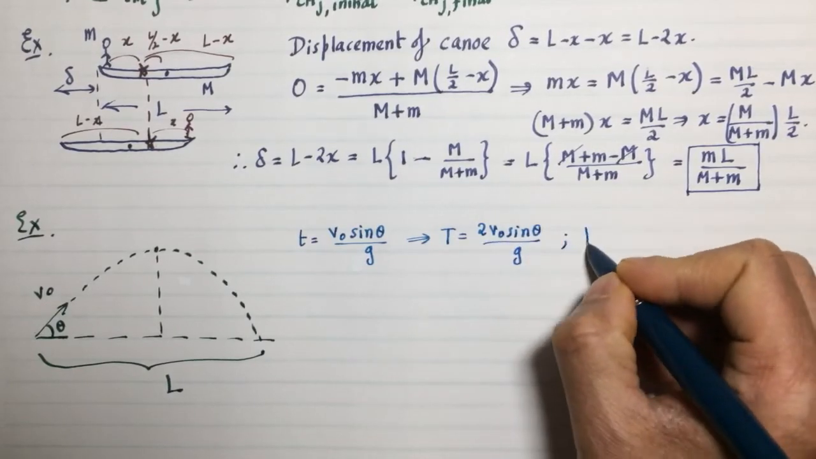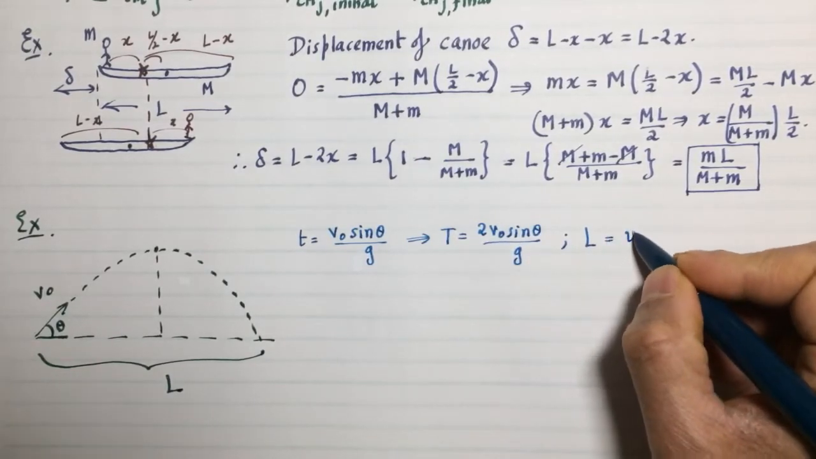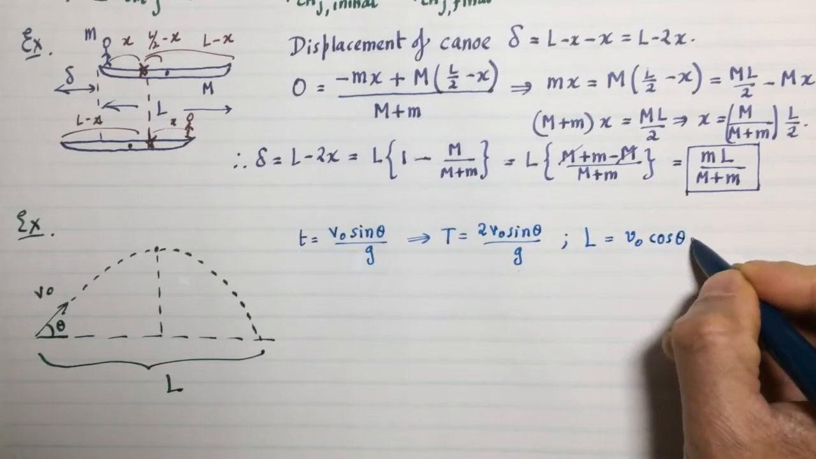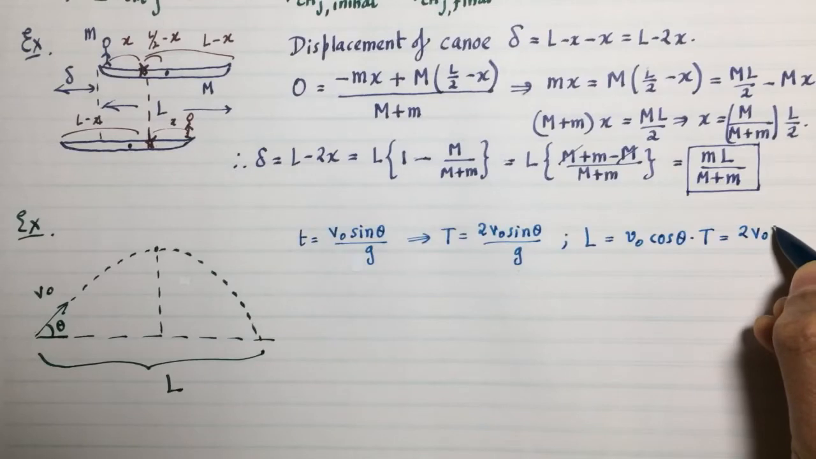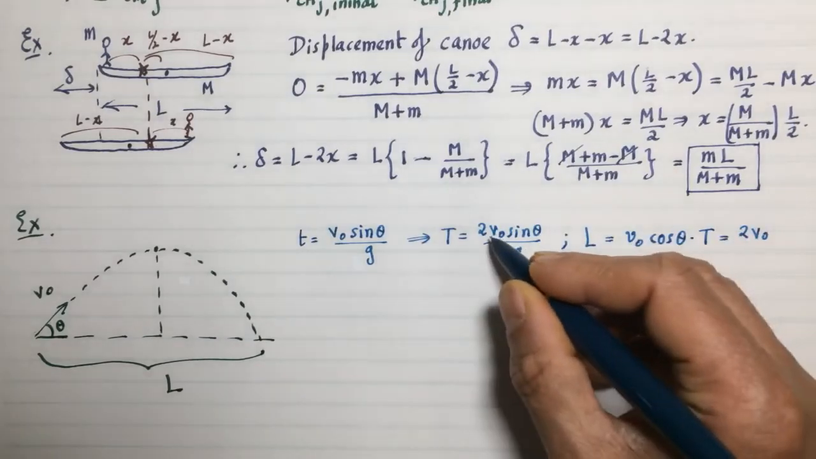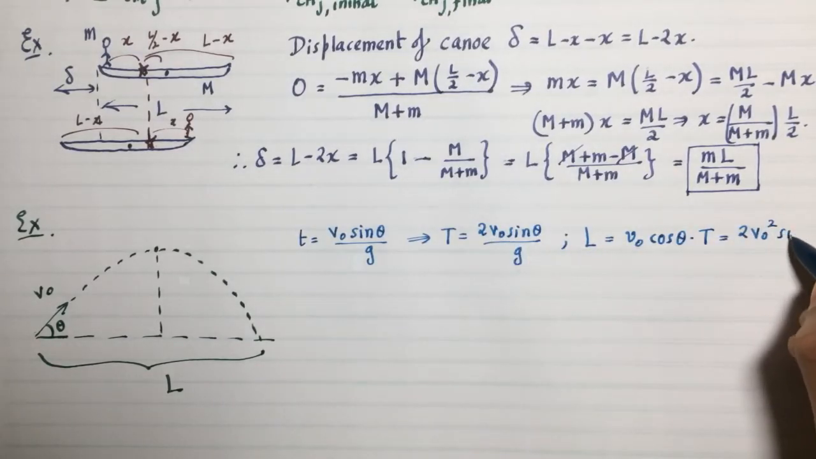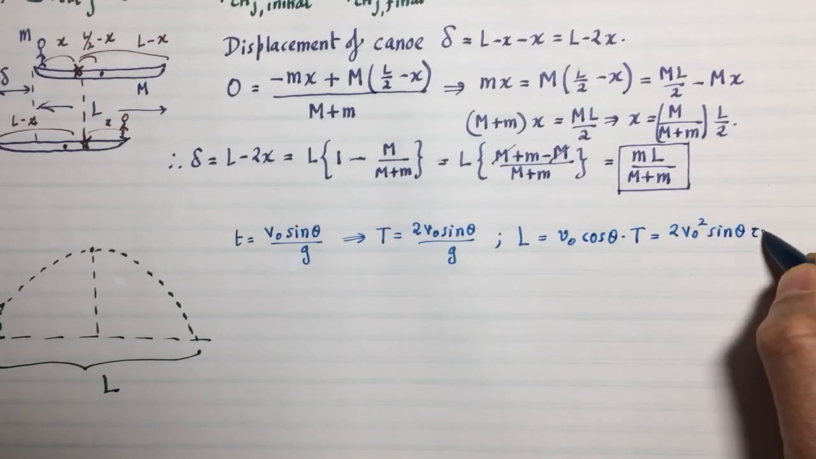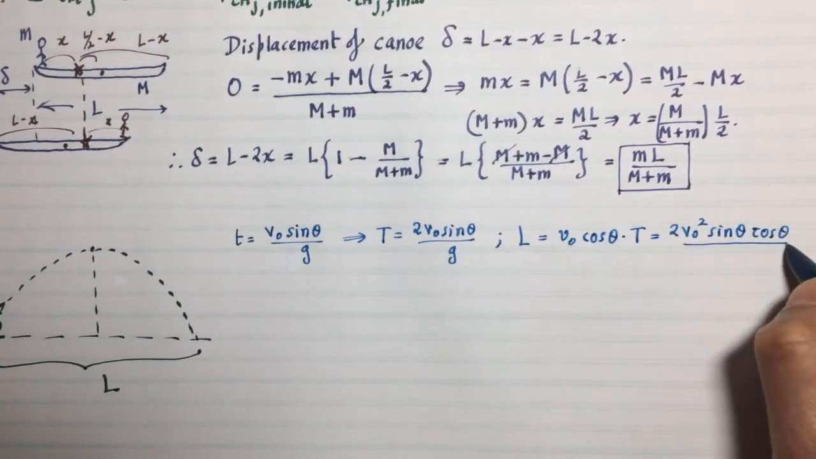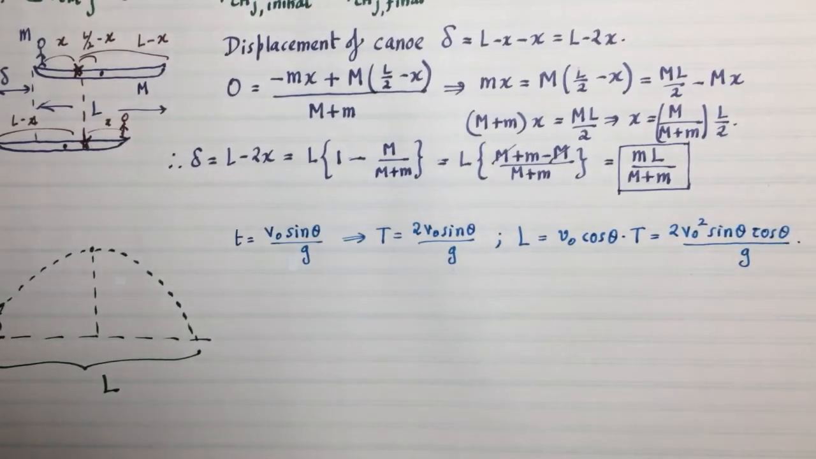So the range, which is L, is just going to be the x velocity, which is v naught cosine theta, times the entire time t. So that's going to be 2 v naught. There's a v naught here, there's a v naught there. So it's 2 v naught squared sine theta cosine theta divided by g. So just keep these formulas in mind.